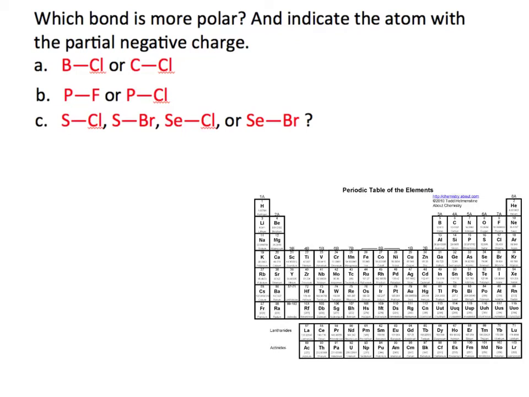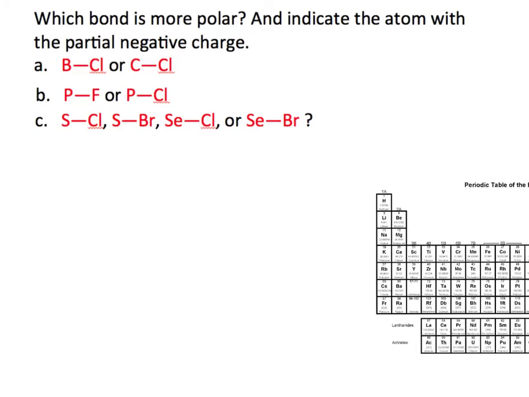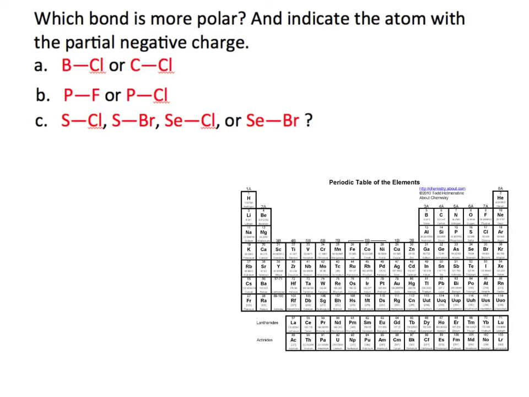Alright, practice problem 8.3 says which bond is more polar, and indicate the atom with the partial negative charge. Alright, so if we look at the first example, which is boron and chlorine, and carbon and chlorine, we know electronegativity is going to increase as you go left to right and as you go up the periodic table.